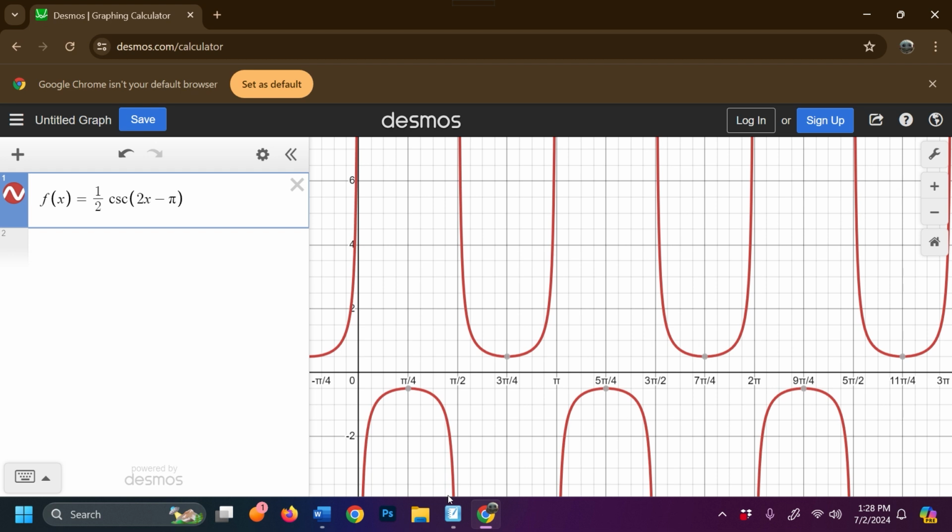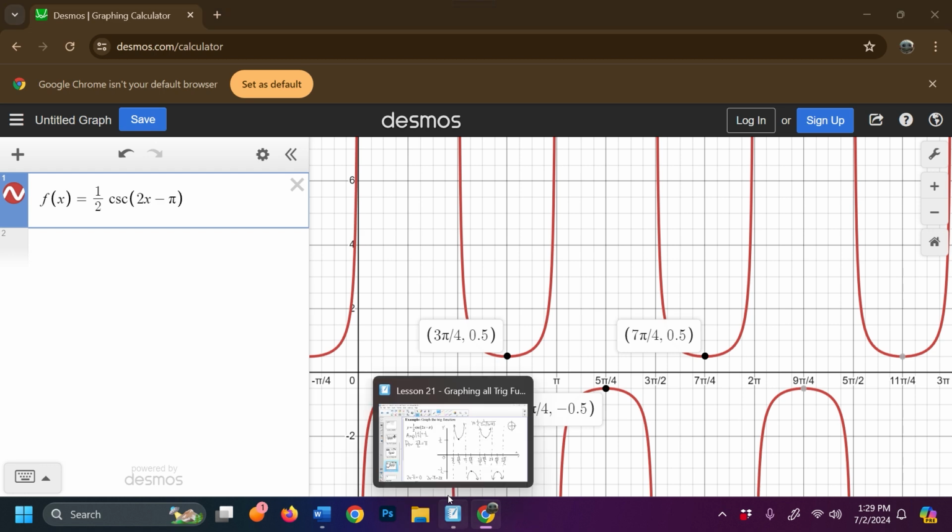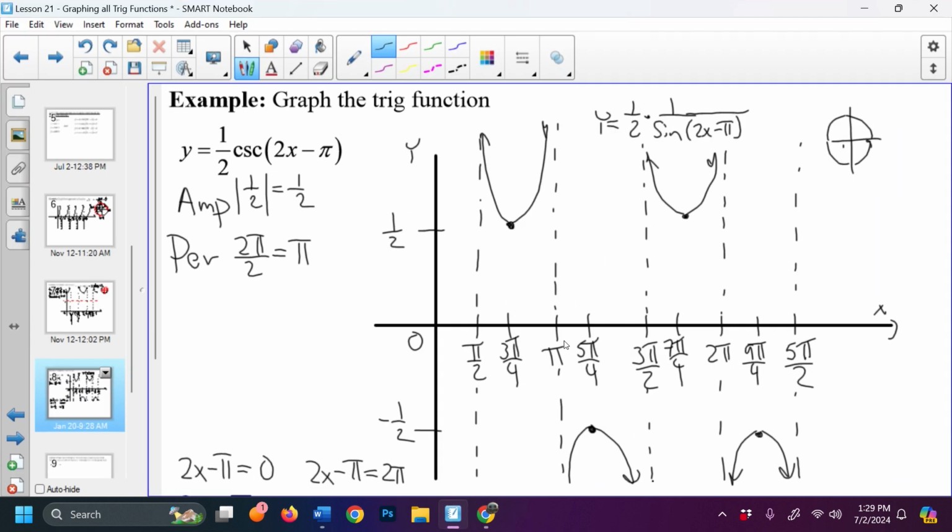and we started at pi over 2. We had our vertical asymptote at 3 pi over 4. We had a half. At 5 pi over 4, we had negative a half. And 7 pi over 4, we had positive a half. And then at pi over 2, pi, 3 pi over 2, and 2 pi, we had vertical asymptotes. So did very well with that one.